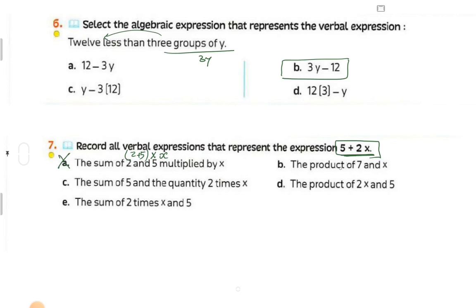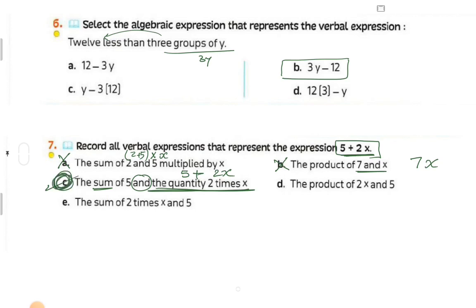Okay? The product of 7 and x. The product of 7 and x means 7x. The sum of 5 and the quantity of 2x. 2 times x means 2x. Sum between 5 and 2x. 5 plus 2x. That's right.